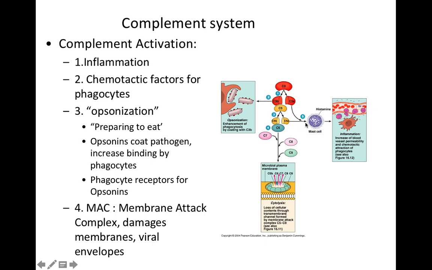So C3b, C5b, they can bind to mast cells, for example, and trigger release of inflammatory mediators, which triggers all the benefits of inflammation. So remember, increased blood flow, we're going to attract white blood cells to the scene of invasion. We're going to guide them with the inflammatory mediators. We're going to activate them, right? Activated complement can act as inflammatory mediators. Chemotactic factors: activated complement can help guide the phagocytes to the scene of microbial invasion.